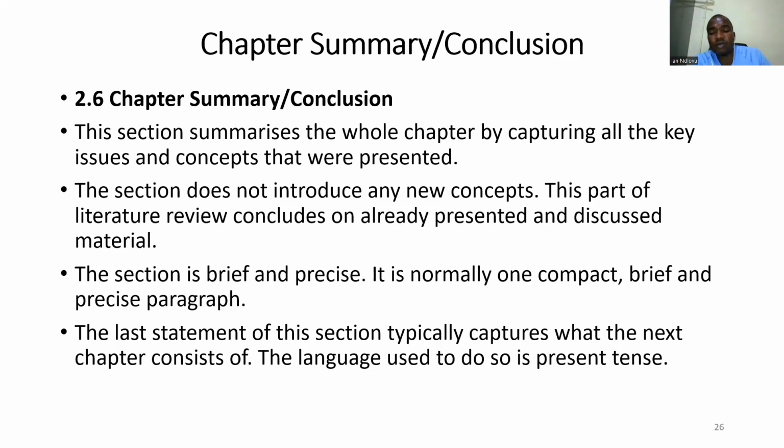The language used to do so is present tense. It is wrong for a person who is compiling their chapter 2 to say, the next chapter, chapter 3, research methodology, will explain how the study was conducted. That's wrong language. Because chapter 2 and chapter 3 are, under normal circumstances, when a final draft has been prepared, we expect chapter 1, chapter 2, chapter 3, chapter 4, chapter 5, plus appendices and preliminary pages. We expect all of them to be in one document. So there is no justification for using future tense.